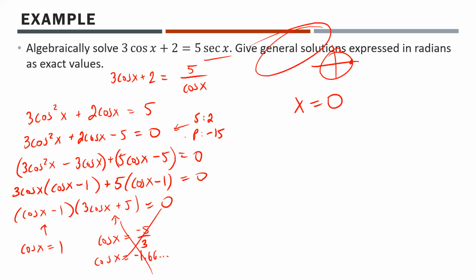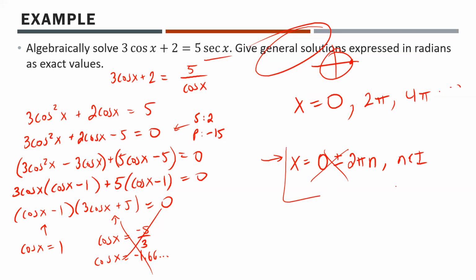However, it wants general solutions in radians. Well, this could be 0. It could also be a full circle, so 2 pi. It could be 2 full circles, so it could be 4 pi, and so on. What's the pattern? We're just increasing by 2 pi each time. So my general solution would be x equals 0 plus or minus 2 pi n, where n is an element of the integers, or you could just forget the 0 altogether, because in all honesty, 2 pi times n includes 0. It is what it is.